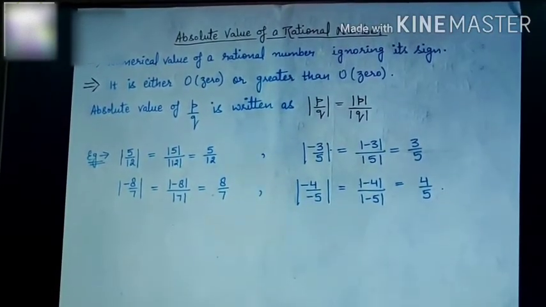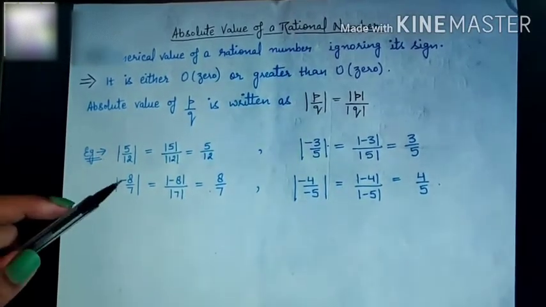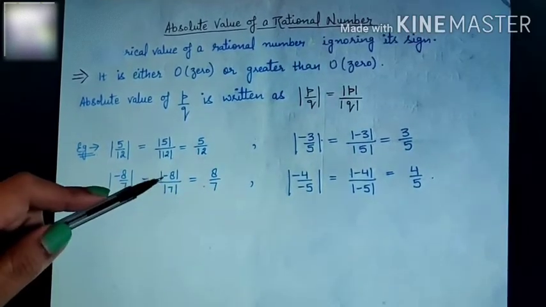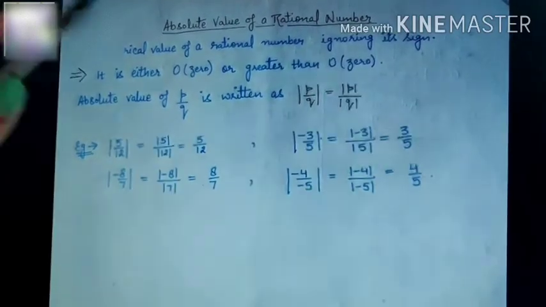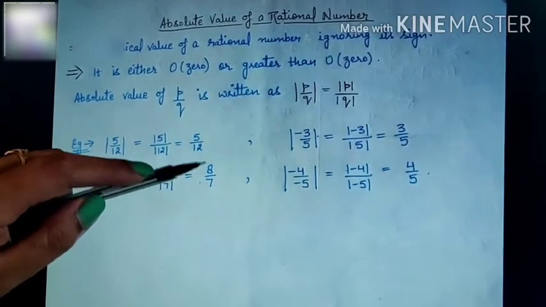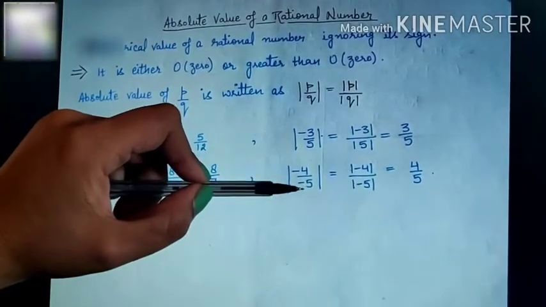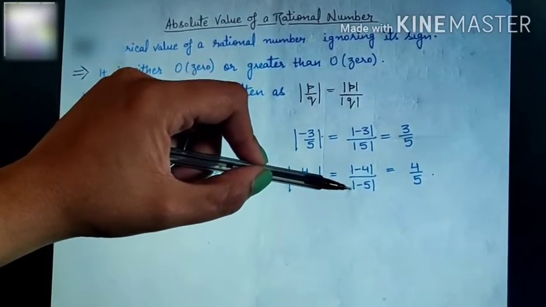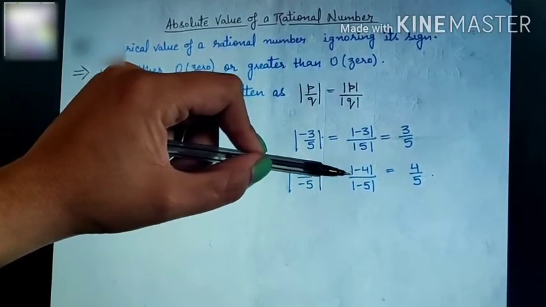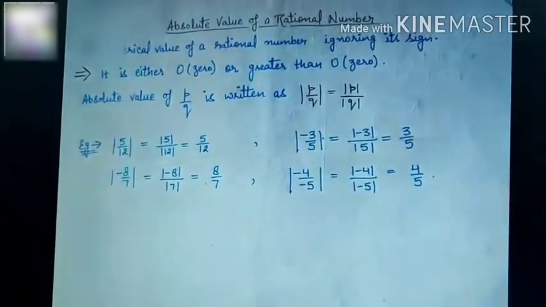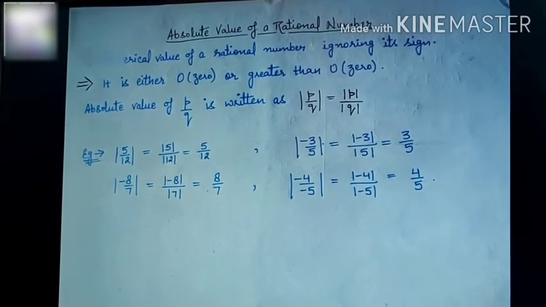You just have to remove the minus sign if it is there. Similarly here, minus 8 upon 7. Mod of minus 8 upon mod of 7. 8 is negative now. Just remove the negative sign. It becomes 8 and 7 is already positive, so keep it as it is. 8 upon 7 is the absolute value. Similarly here, minus 4 upon minus 5. So for the absolute value, mod minus 4 upon mod minus 5, both are negative. We will write both as positive. So it is positive 4 upon 5. So 4 upon 5 is the absolute value of minus 4 upon minus 5.